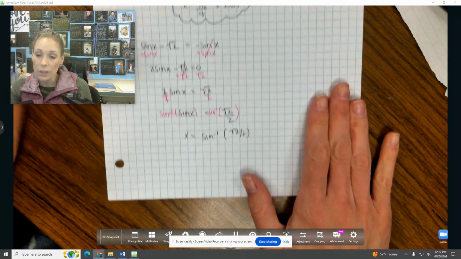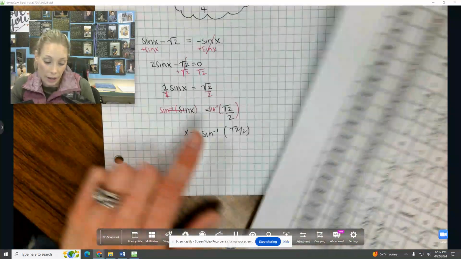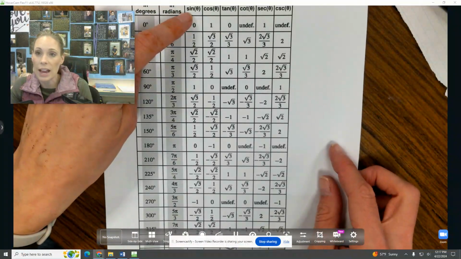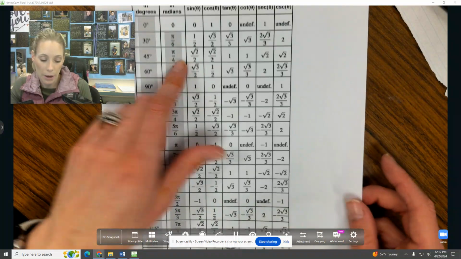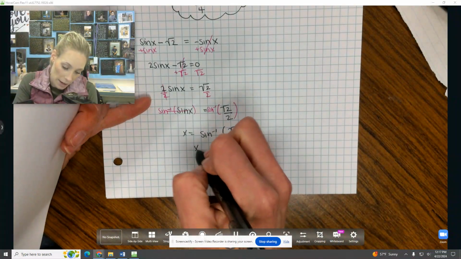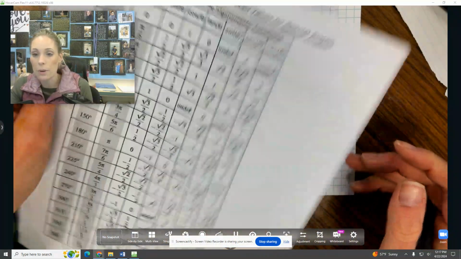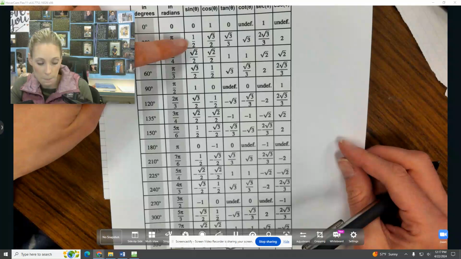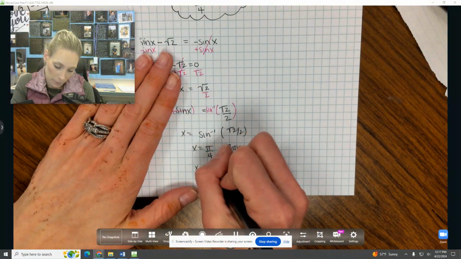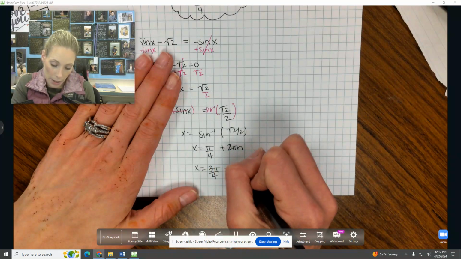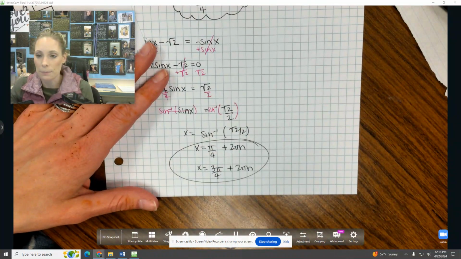So we want to find our answer in radians. We're going to take our handy dandy sheet of paper. Again, it's an inverse sine, so we're going to follow that sine column down. And we're looking for positive root 2 over 2. Here's our first one right here, pi over 4. So I'm going to put x equals pi over 4, and I'm going to put plus 2 pi n because I wanted to talk about every time it rotates. I'm going to find another one, 3 pi over 4. And again, I'm going to put plus 2 pi n because that talks about every time it rotates around. Those are going to be my answers.